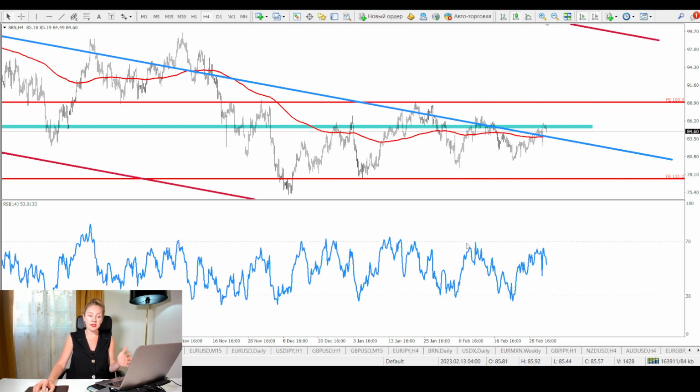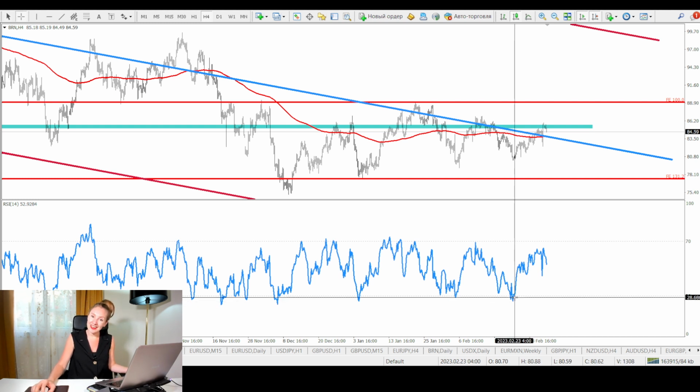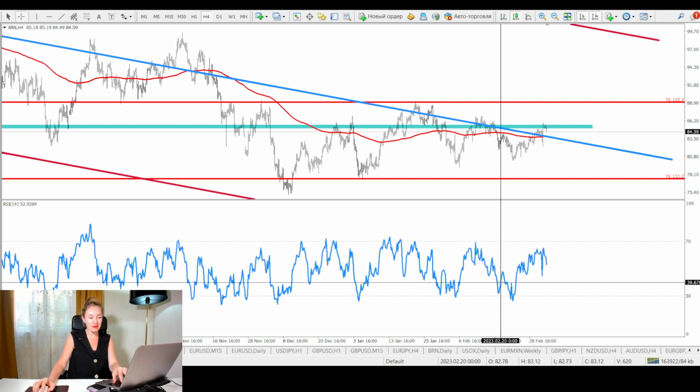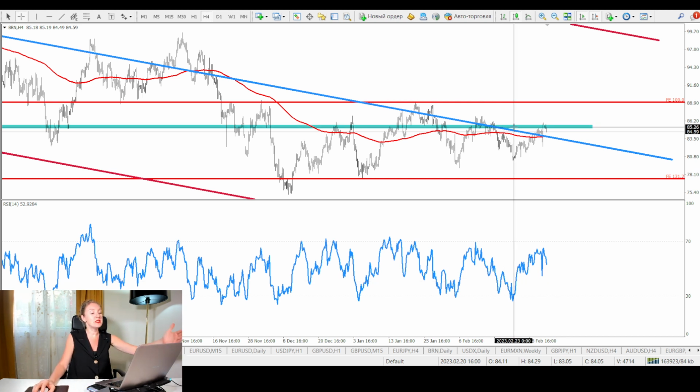Over here near the 70 zone, this is your sell area. And over here, this is your buy zone. It's not that hard to understand. And of course, it's really easy to understand it right now after you see weeks of flat.